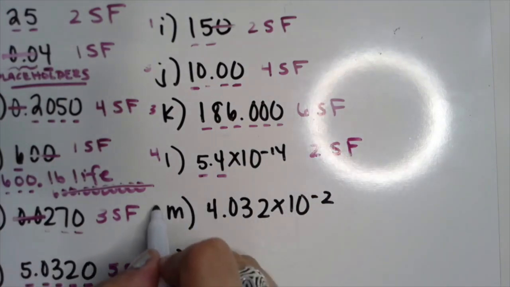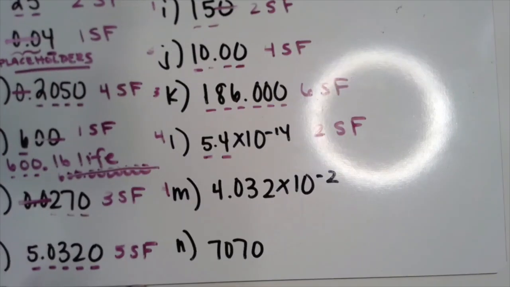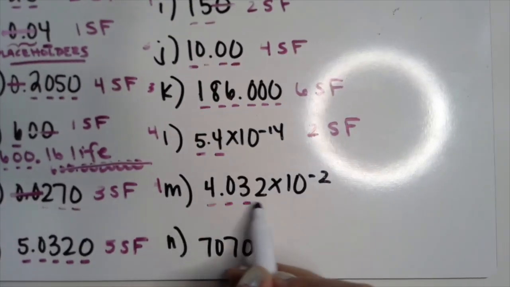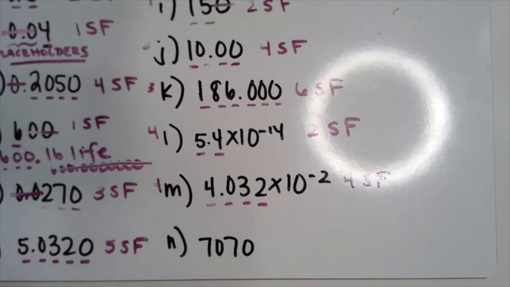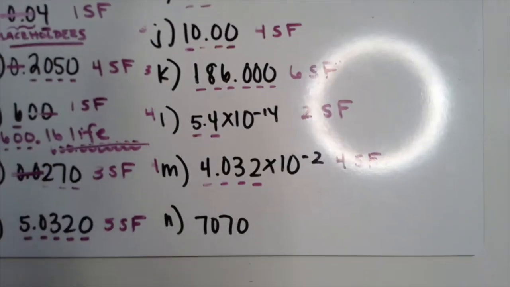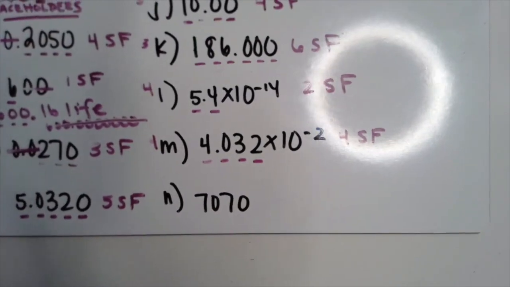M is also rule 4. We have 1, 2, 3, 4 significant figures because that's how many digits are to the left of the multiplication sign. Sorry about my ring light. Have to make these videos good.